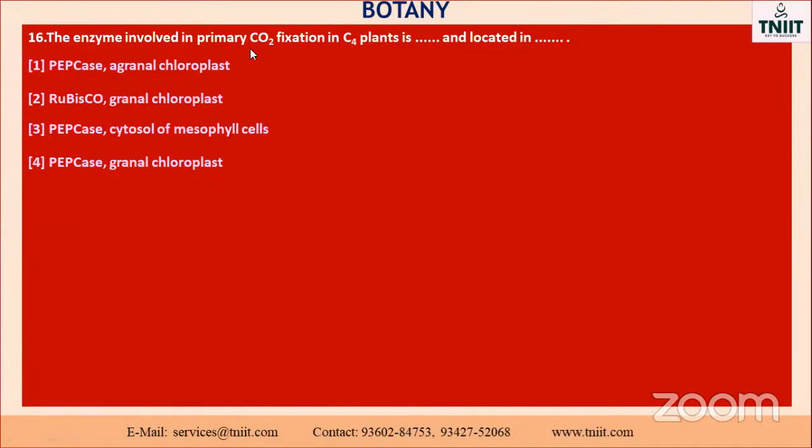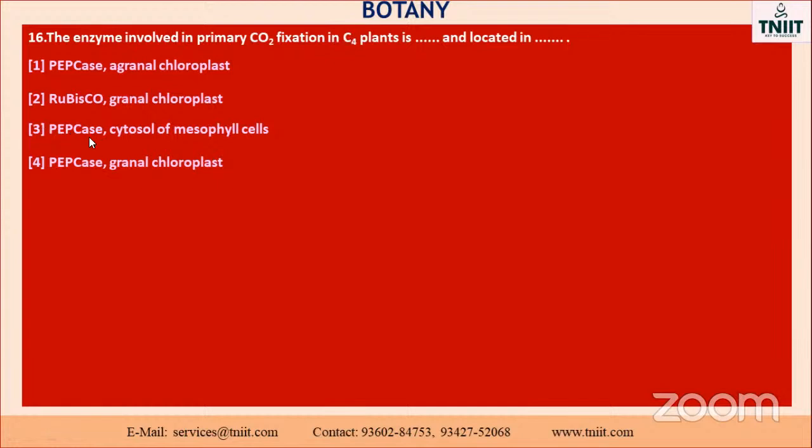The enzyme involved in the primary carbon dioxide fixation in C4 cycle plants is dash and located in dash. Where is that? Here only. When it comes to the enzyme involved in the primary carbon dioxide fixation in C4 plants, sugarcane, maize, and also that one.